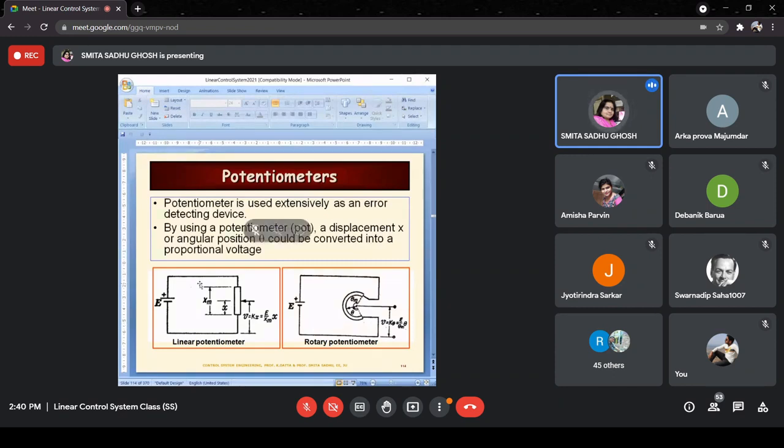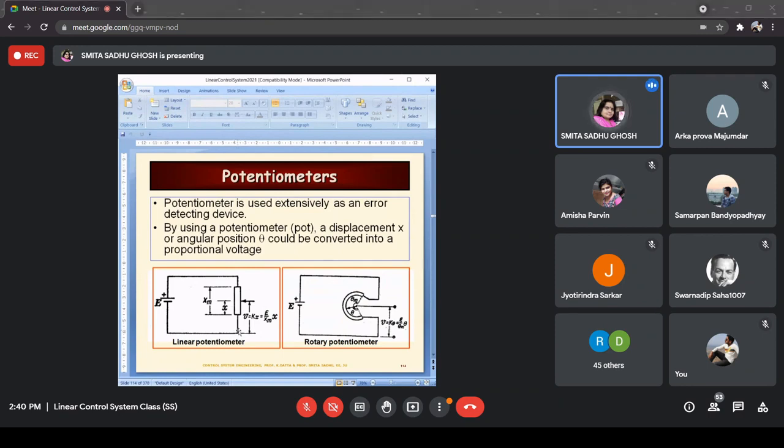You can see the left hand side diagram. This is a resistive element, right? And the voltage is applied across the element. This end of the element will be the reference point. So the reference point may be grounded.